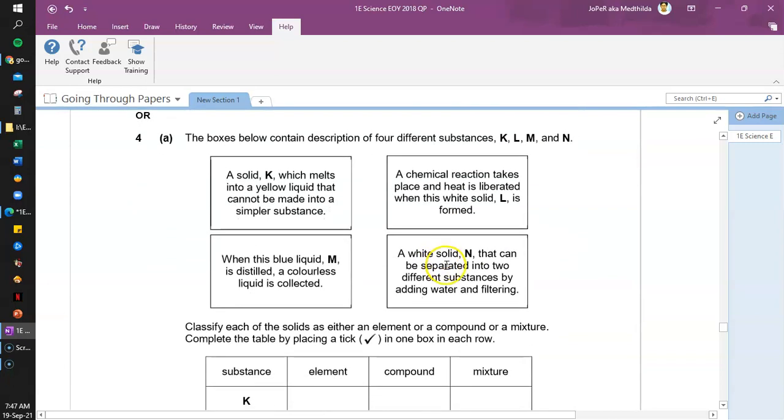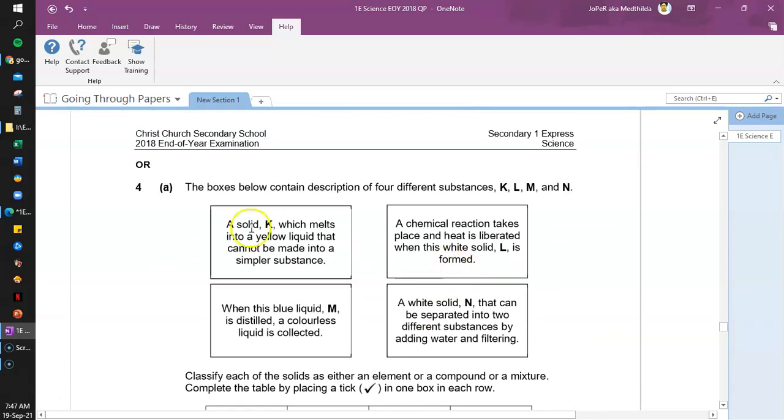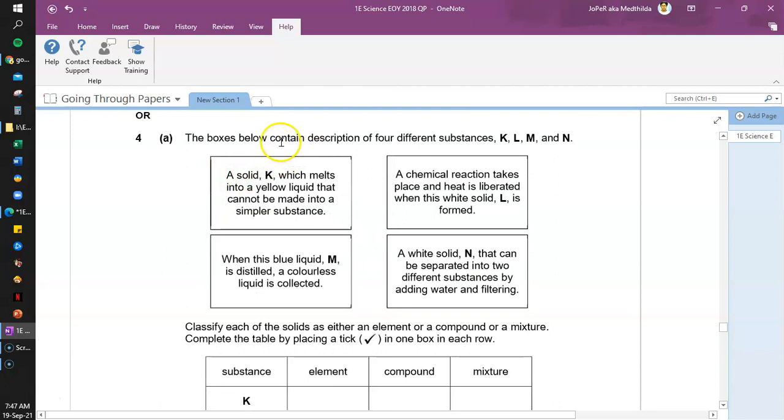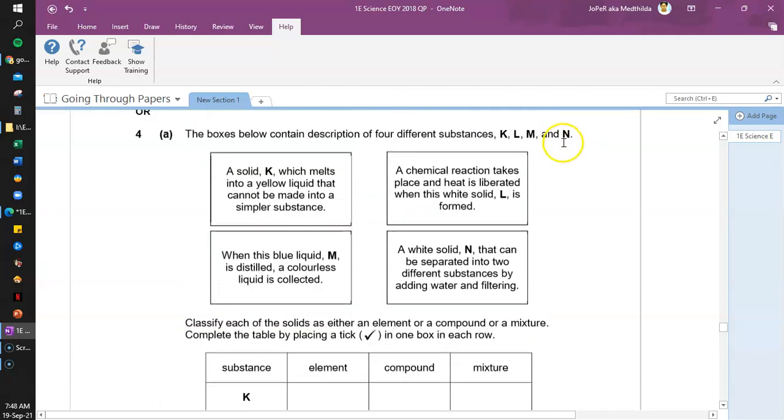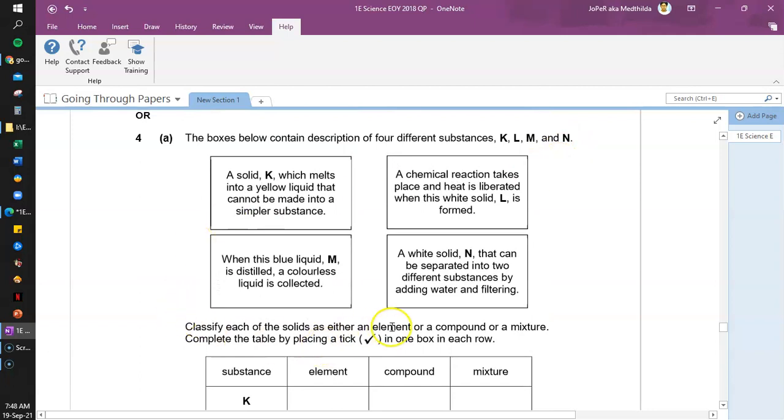Next, question 4, quite another question. Question 4: the boxes below will contain descriptions of 4 different substances, K, L, M, and N. So you're supposed to classify them as element, compound, or mixture. So let's start. Solid K melts, cannot be made into a simpler substance. Whenever you see this phrase, it tells you that it must be an element.